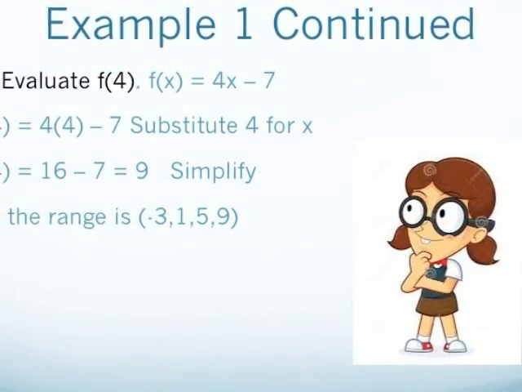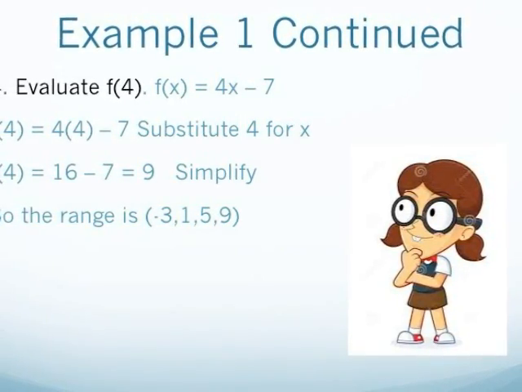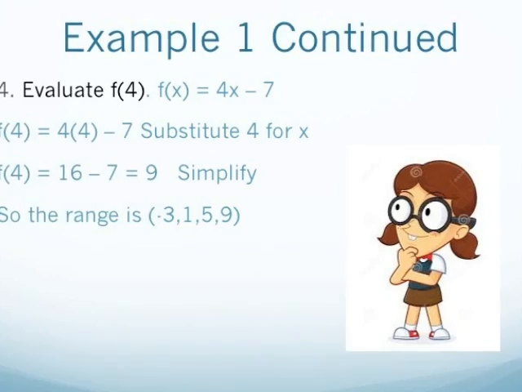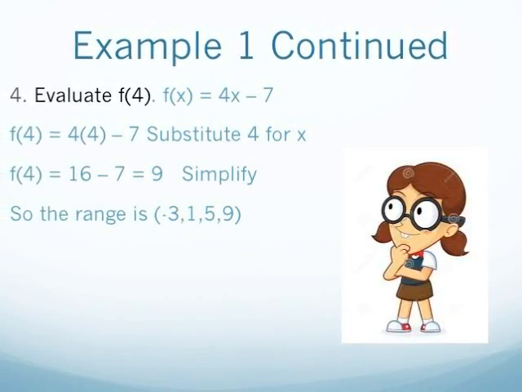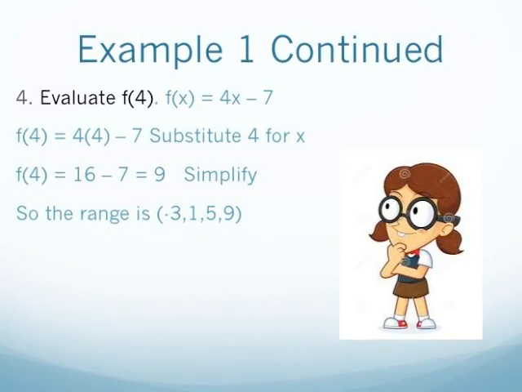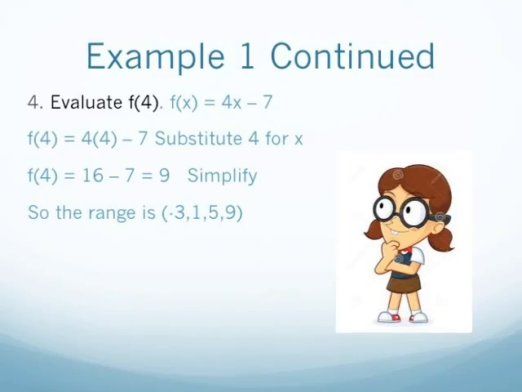Now to evaluate f of 4. When we evaluate f of 4 by substituting 4 in for x, we get f of 4 equals 4 times 4 minus 7, which we get f of 4 equals 16 minus 7, which equals 9.